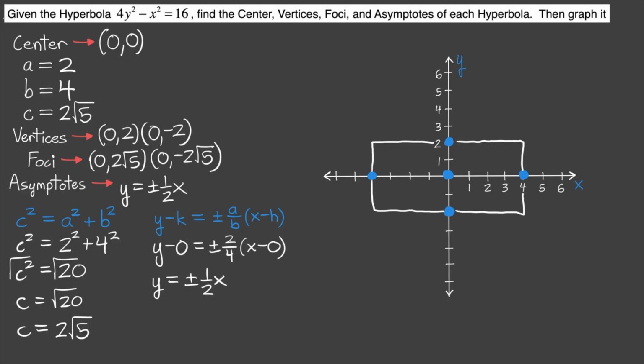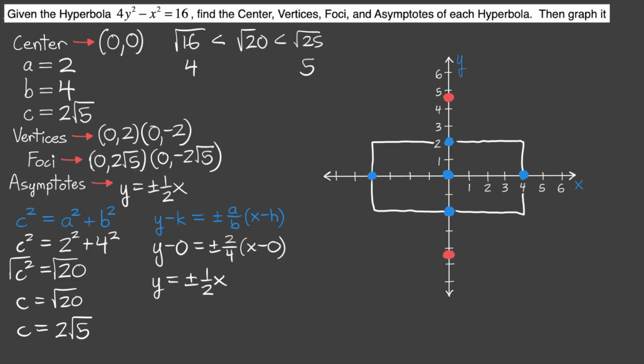So root 20 is between what two perfect squares? Root 20 is between root 25 and then the perfect square below it is root 16, which is 4 and 5. And root 20 is almost right between those two numbers, so we'll just estimate that root 20 is about 4.5. So we're going to go up 4.5, and that's where our first focus will be. Then we'll go down 4.5. That's where our second focus will be.